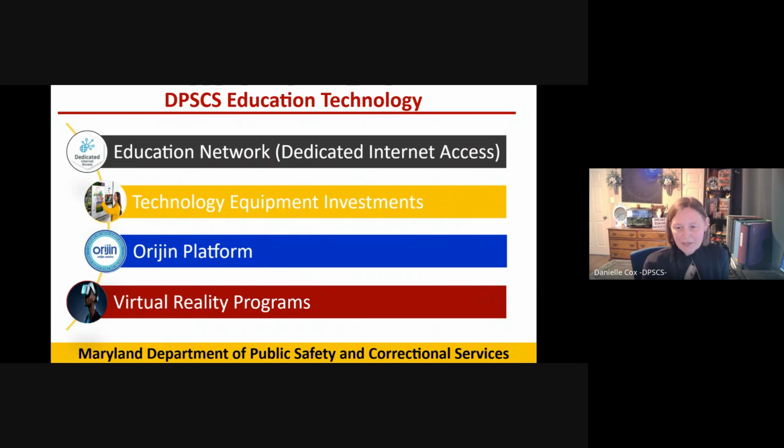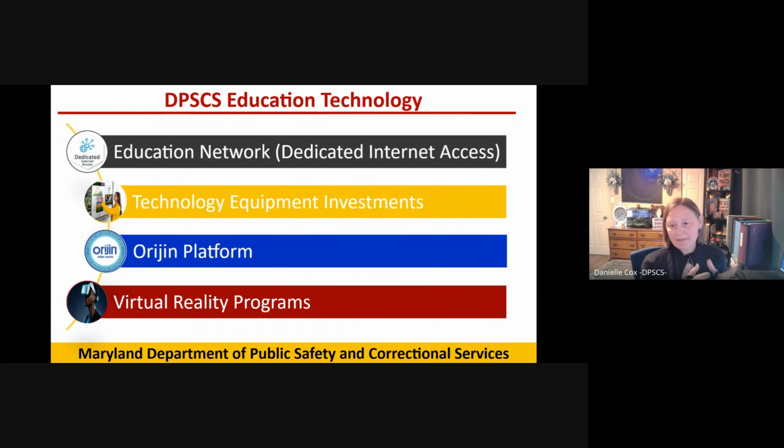But education network. We are working on a dedicated internet access education network that would only be utilized by education. What we're doing is utilizing the old PDD virtual visitation network lines that we have out there that were put in during COVID so we could do all those virtual visitations. We are upgrading those lines to more upgraded fiber so that we can actually do a segmented line that is very dedicated and securely sectioned off just for education.